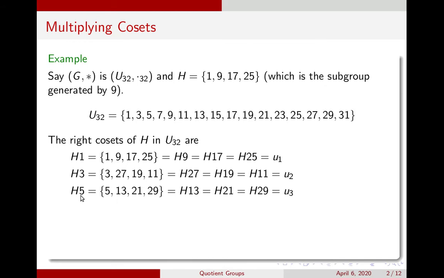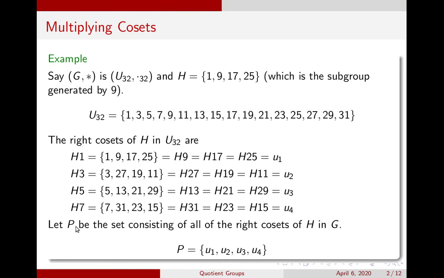Okay, the right coset determined by 5, I've calculated here as in the line above. This has to be the same as the right coset determined by 13, 21, and 29, and we will call that right coset U3. And the right coset determined by 7, we obtain by multiplying each element of H by 7, which I did, got these 4 elements, and that has to be the same as the right coset determined by 31, 23, and 15, and we're going to call that U4.